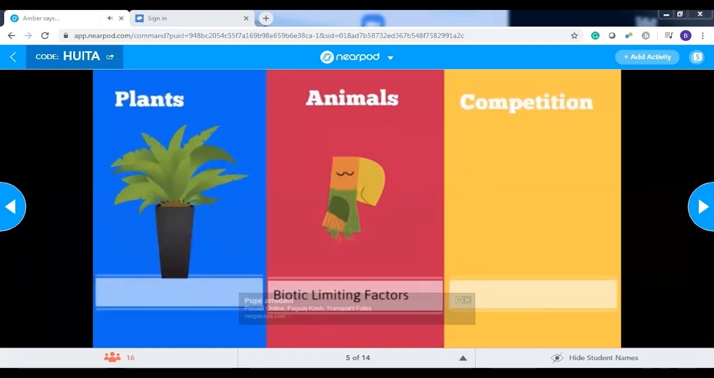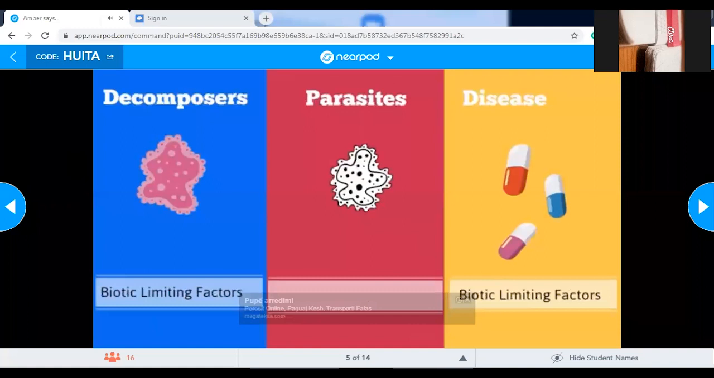There we go, limiting factors, biotic and abiotic factors that limit the size, number, and reproduction of organisms in an ecosystem. Thanks for watching, and Moomoo Math uploads a new math and science video every day.